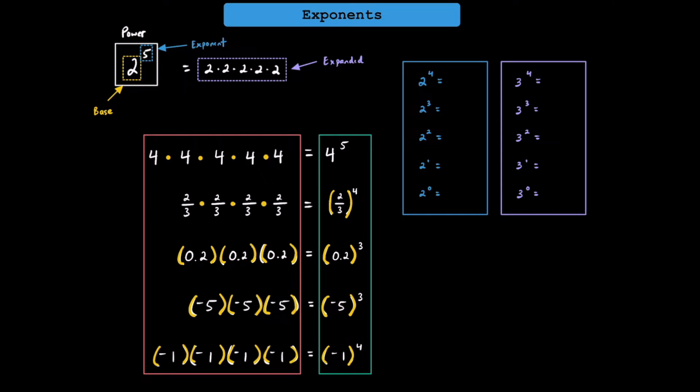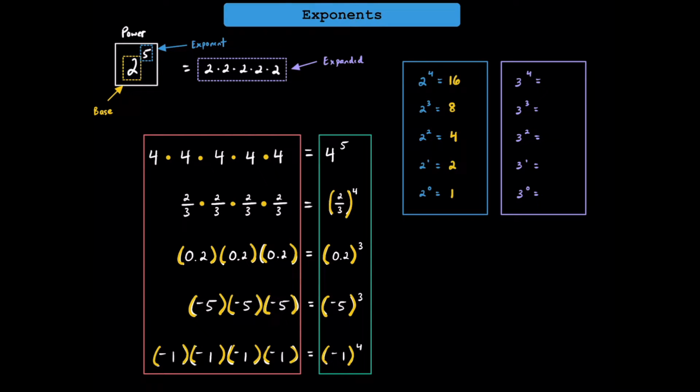Let's see if we can notice a quick pattern with exponents. 2 to the 4th power here is going to equal 16, 2 to the 3rd power is going to be 8, 2 to the 2nd power is 4, 2 to the 1st power is 2. So what's 2 to the 0th power? While this one's a little bit strange, the answer is actually equal to 1.